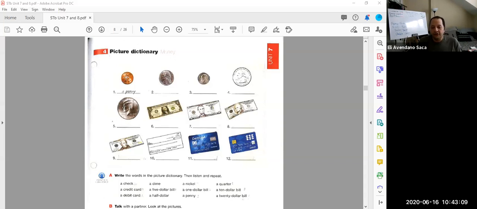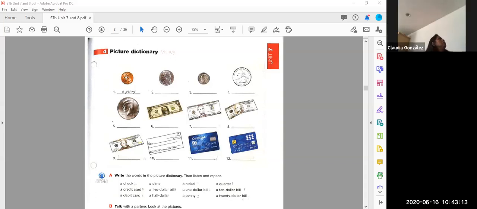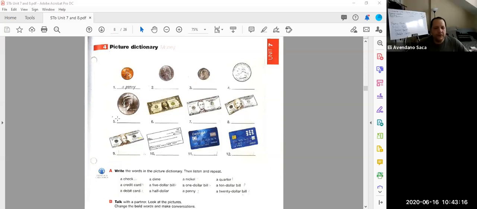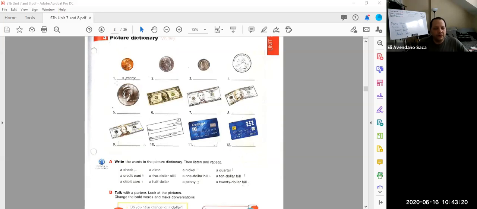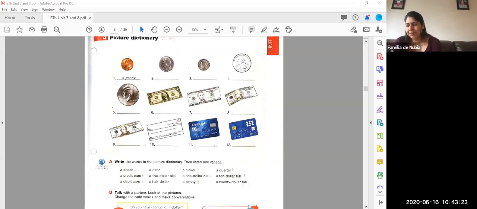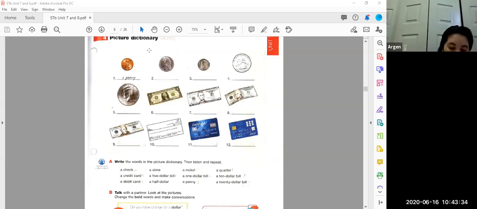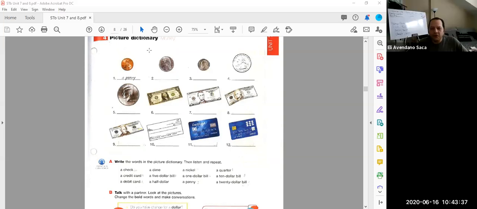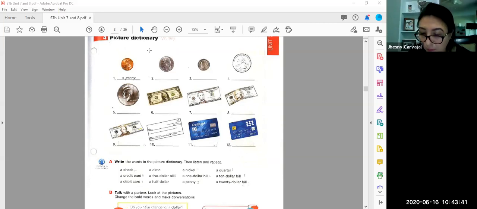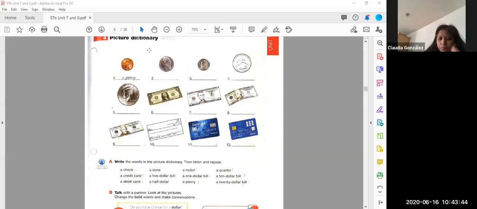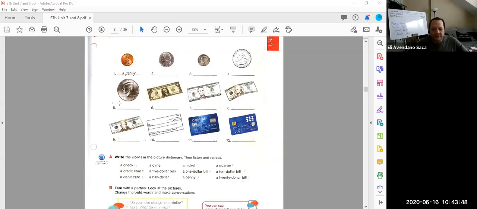Okay, so anyway, currency, we have coins and we have bills, right? So let's look. The first one is called a penny, right? Number two, a nickel, which is 5 cents. Number three, dime, which is 10 cents. Number four, a quarter, which is 25 cents. Number five, a half dollar, which is 50 cents. Two quarters, half dollar. By the way, you also have dollar coins too. Okay?